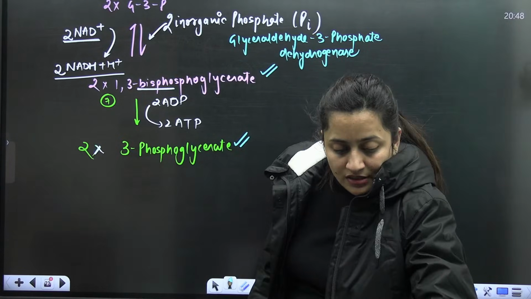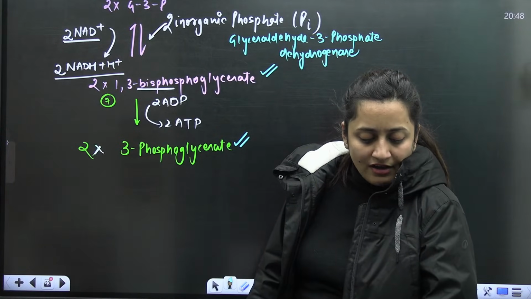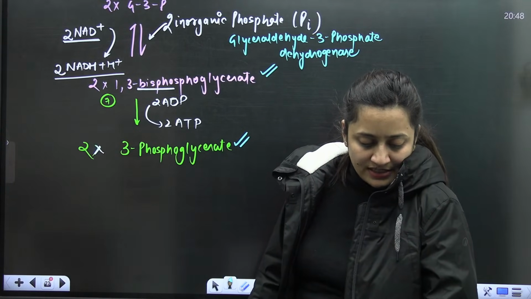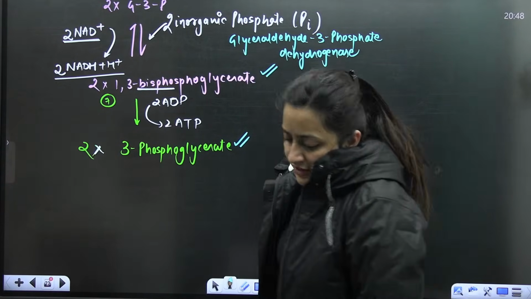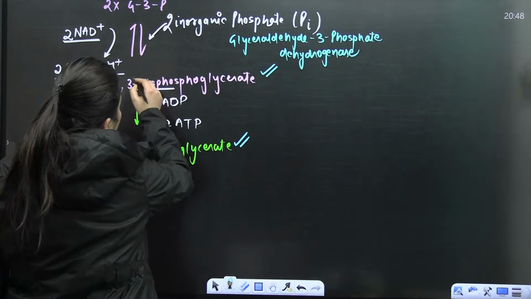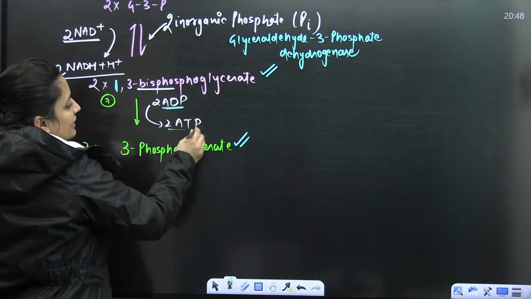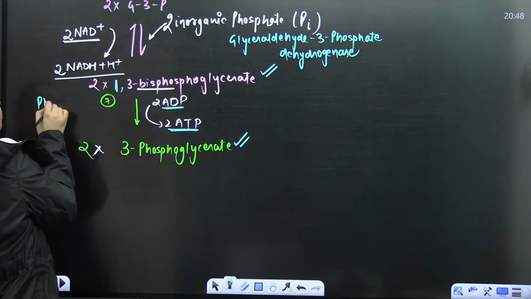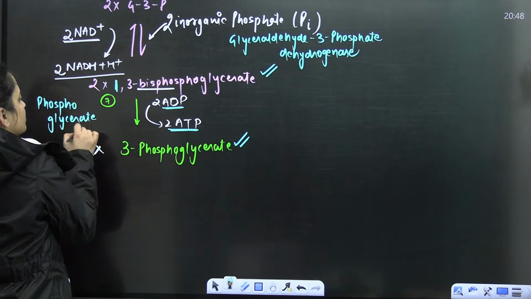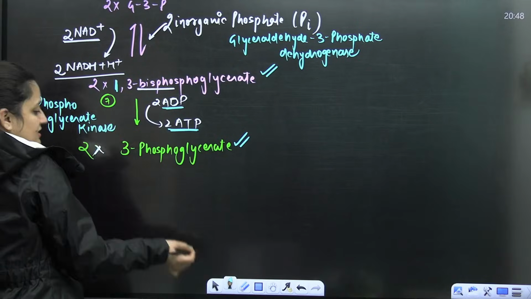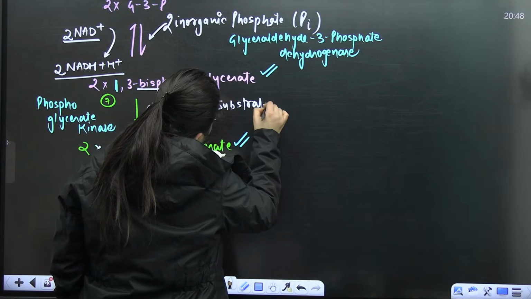So now here you have one less phosphate, isn't it? So where will that phosphate go? 1,3-bis-phosphoglycerate now becomes 3-phosphoglycerate. This phosphate will be passed to ADP and ATP will form. So which enzyme is used here? The enzyme used here is phosphoglycerate kinase, guys, and this step is substrate level phosphorylation, a very, very important topic.